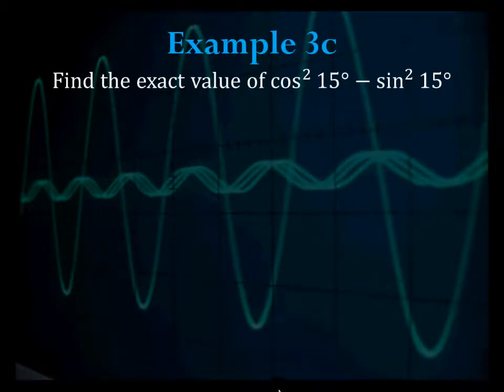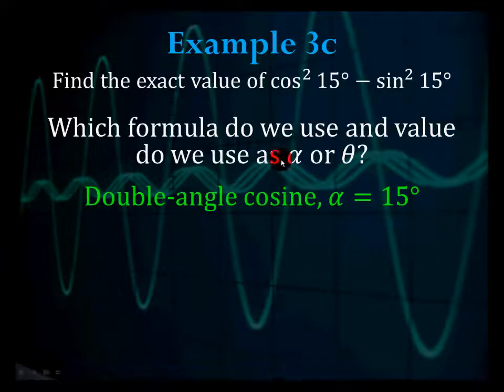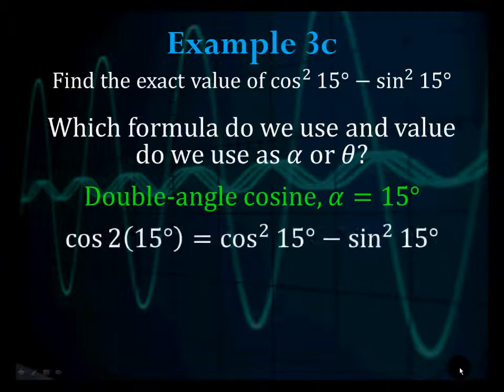Example 3c, find the exact value of cosine squared 15 degrees minus sine squared 15 degrees. So, see if you can figure out which formula this is, and then find out what the exact value of the resulting angle is. Alright, which formula do you use and what value do you use as alpha or theta? Well, this is the double angle of cosine. Remember, double angle cosine is cosine squared alpha minus sine squared alpha equals cosine of 2 alpha. Here, alpha is 15 degrees. So, the cosine of 2 times 15 is equal to cosine squared 15 minus sine squared 15.